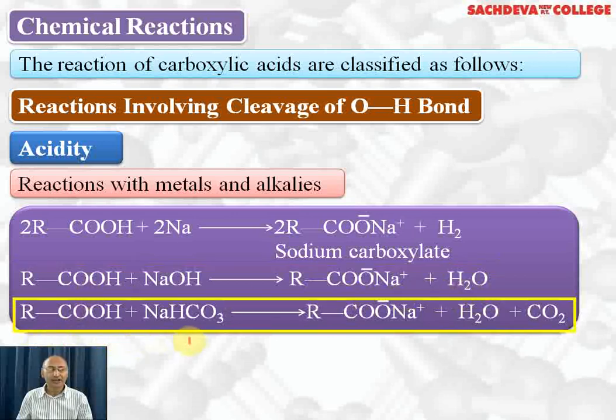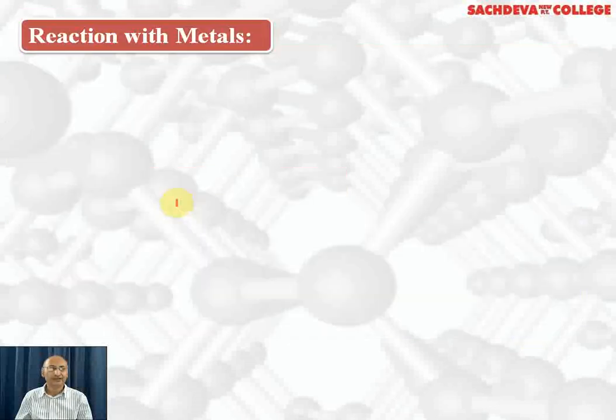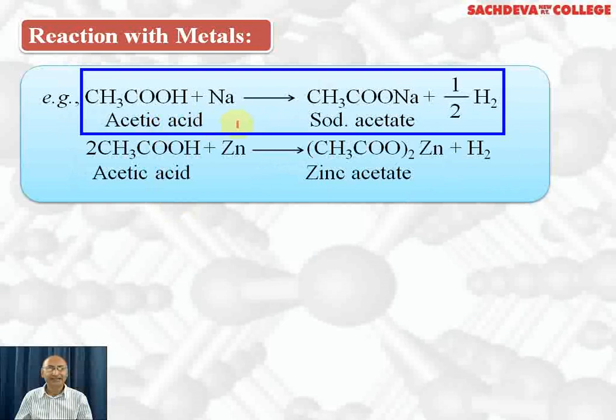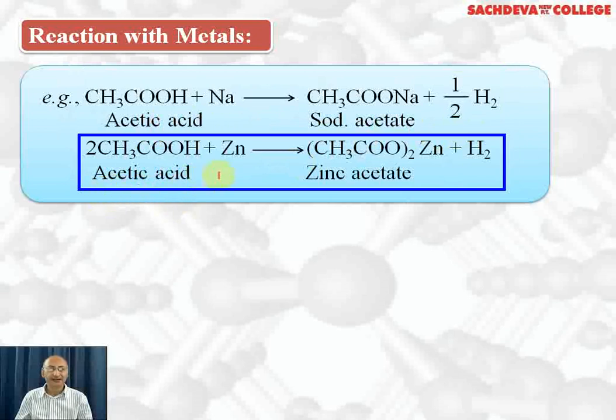With sodium bicarbonate and sodium carbonate, carboxylic acids react and liberate brisk effervescence. They show brisk effervescence due to carbon dioxide. Carbon dioxide, when passed through lime water, turns it milky. Let's take up specific examples. Acetic acid reacts with sodium to form sodium acetate plus half mole of hydrogen. Acetic acid also reacts with zinc metal to form zinc acetate plus hydrogen gas.